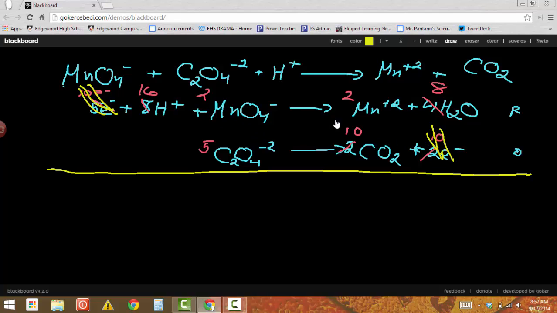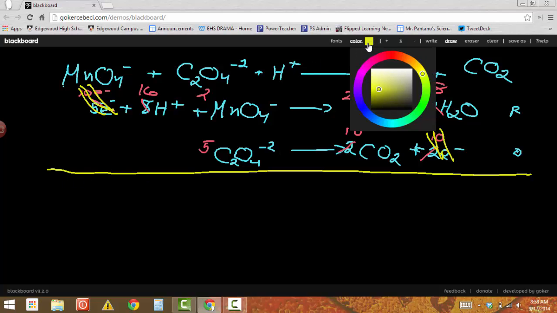I don't have anything else that shows up on both sides. I've got H plus on this side, I don't have it here, no permanganate on this side, no oxalate on this side, and over here I've got Mn2 plus. So everything is fine, I just had to cancel out the electrons. Anything else that shows up on both sides, though, cancel it out, or cancel out an equivalent number of them on both sides. Then I just write what's left.